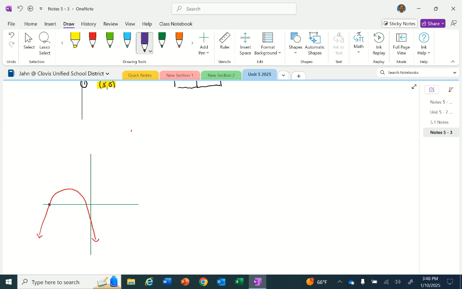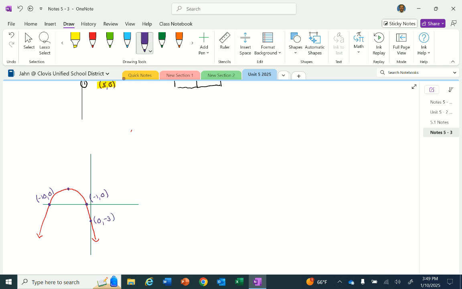The first x-intercept has coordinates of negative 10, 0. The second x-intercept has coordinates of negative 1, 0. The y-intercept's coordinates are 0 and negative 3. I'm giving you some information here.